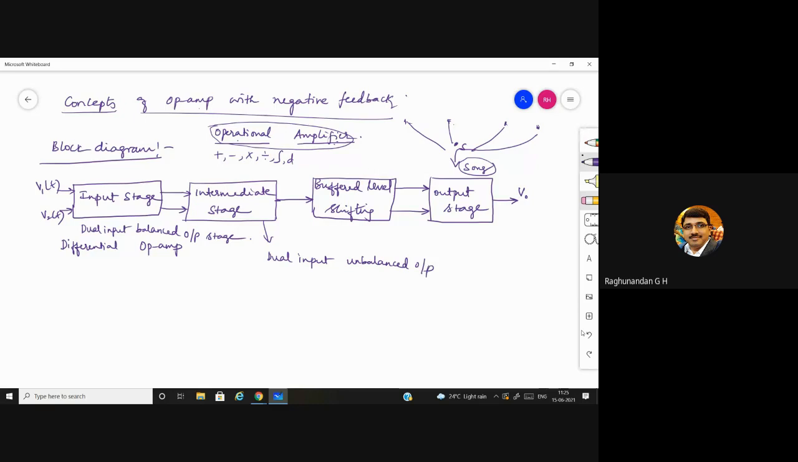Next, in the buffer level shifting stage, you can see that it has a single input line and a double output line. We call this a single input balanced output. In the output stage, you can see that it is dual input unbalanced, again since it has an unbalanced output.